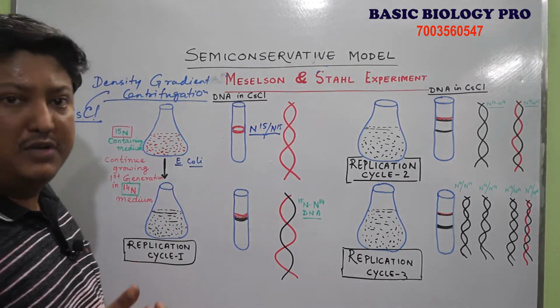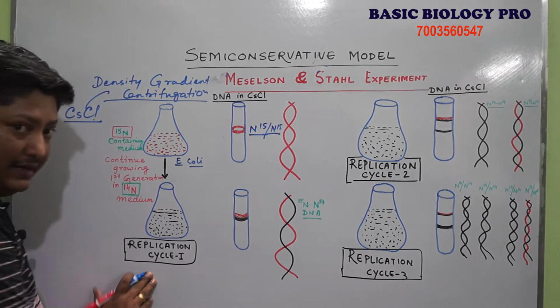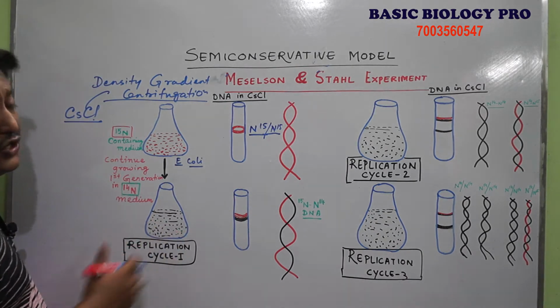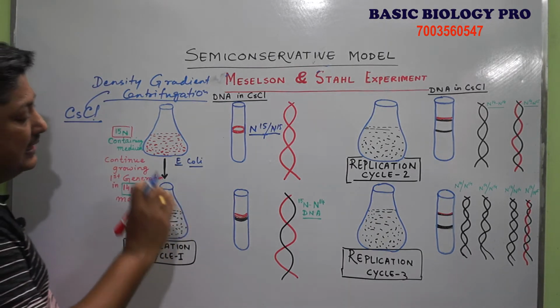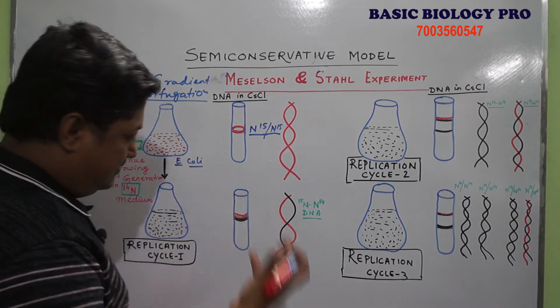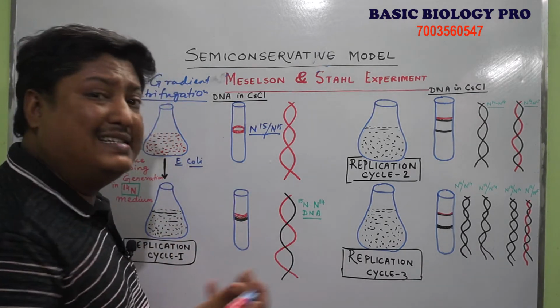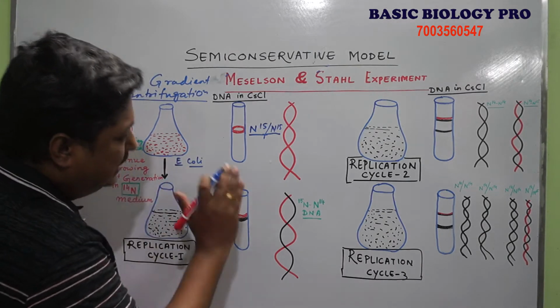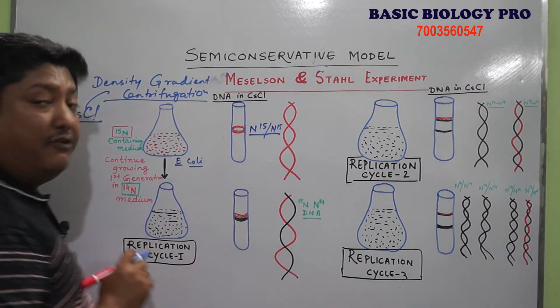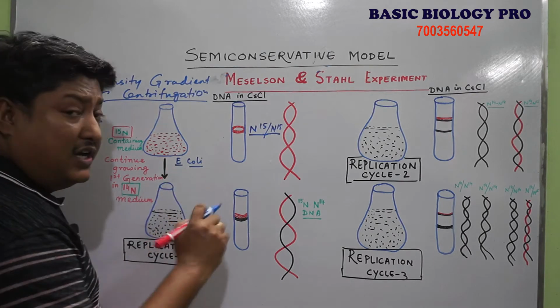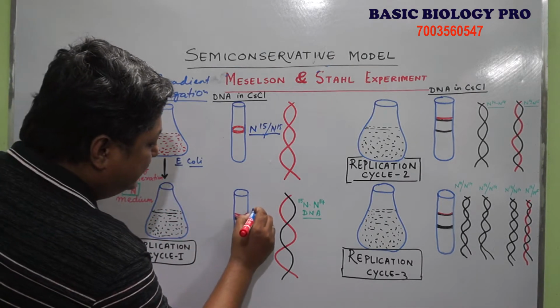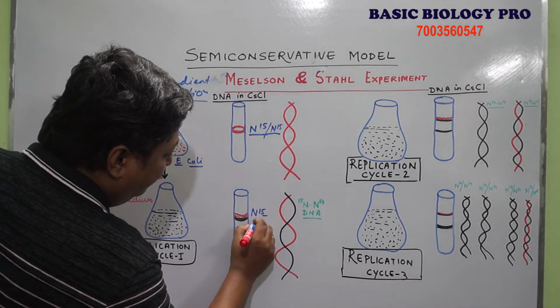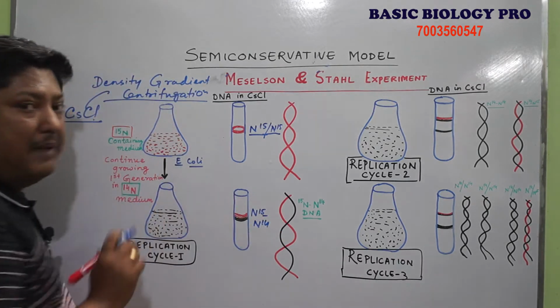But after proceeding into the replication process, that is cycle 1, the first generation of replication, a very surprising result appeared: complete elimination of the N15 band, and a new band appeared, known as the N15N14 band, that is a hybrid band.